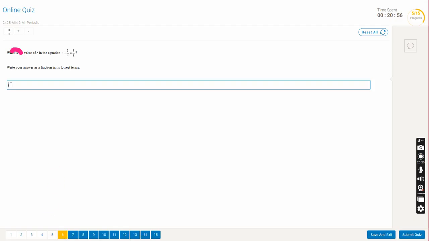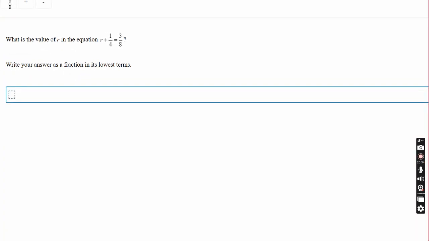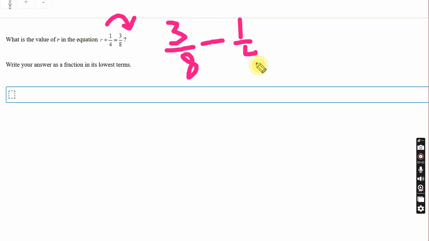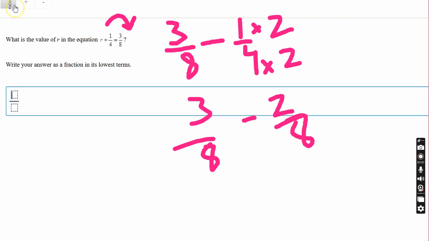Okay. Now r is equal to, so 1 over 4 to the other side. We take it to the other side, so 3 over 8 minus 1 over 4. You multiply here by 2, you multiply above by 2. Right, so it's going to be 3 over 8 minus 2 over 8. What do you get? 1 over 8. You don't have to simplify it further because it's 1 over 8. What will you simplify 1 with? So 1 over 8.